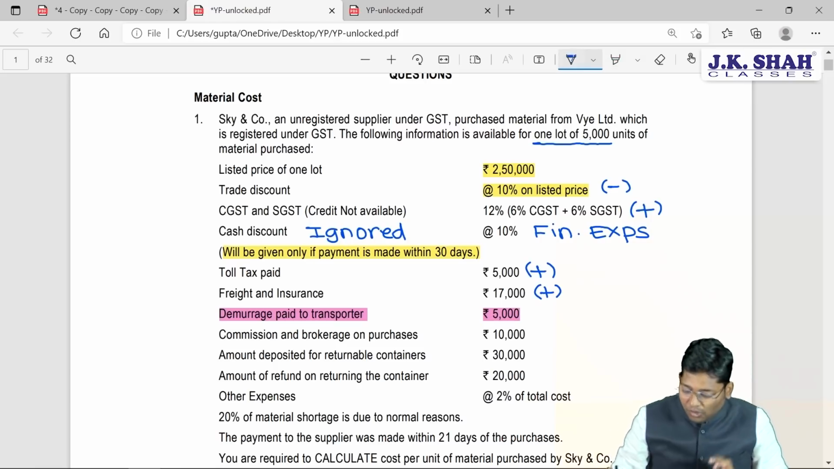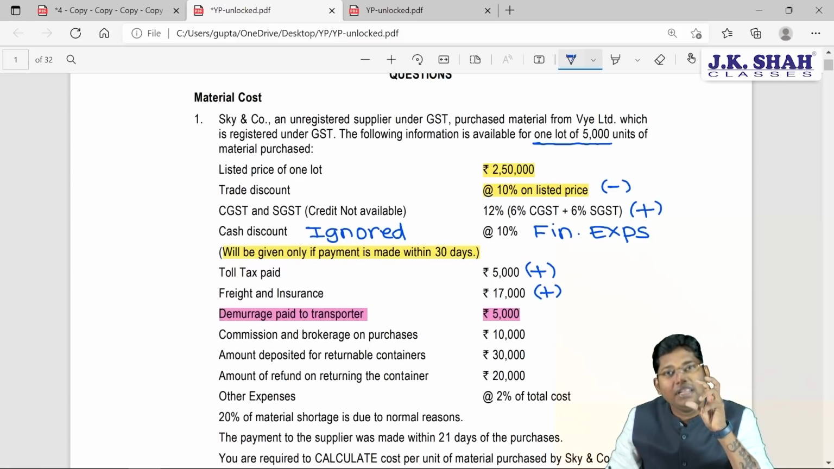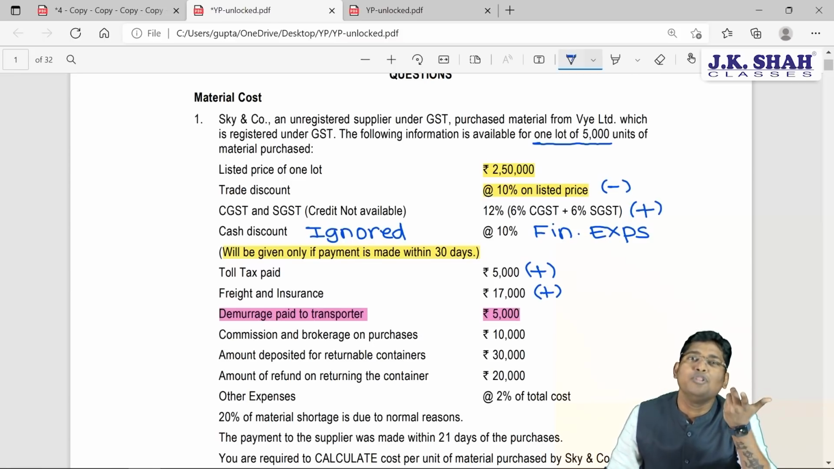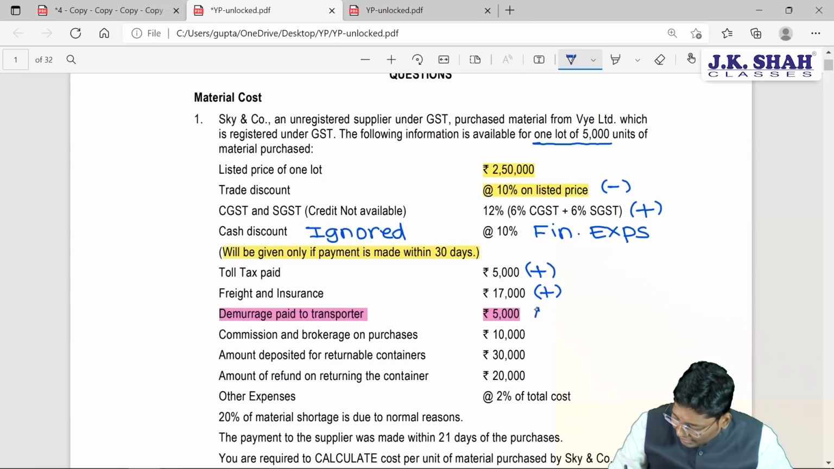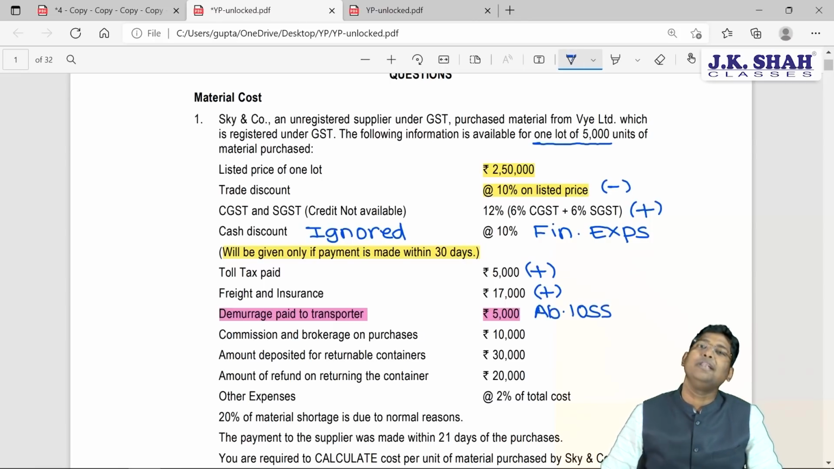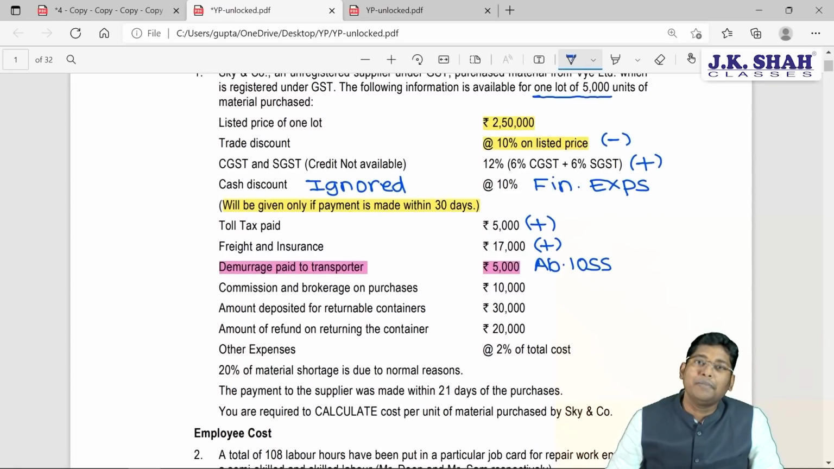Now if you observe this demurrage information and explanatory part, then you will come to know that this is not a normal thing. It is not going to happen always. This is something called an abnormal loss for the company, and abnormal losses we never consider while calculating price of the material. It is to be directly transferred to costing P&L. It won't be recorded in the purchase price of the asset, in the cost of the material.